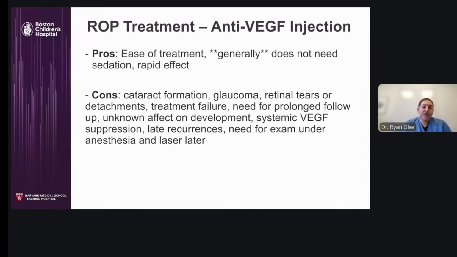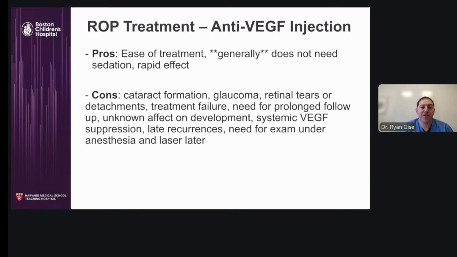The cons, similar to laser, in the sense that you could nick the lens and cause cataract formation. You can have increased pressure afterwards. This tends to be associated with the volume of liquid that you inject. So most of our injections are either 0.01 or 0.02 cc's. There have been some studies that have shown that 0.025 cc's or higher is associated with higher risks of raised intraocular pressure. You can get retinal tears or detachments depending on the needle that you use.